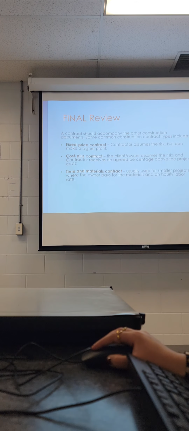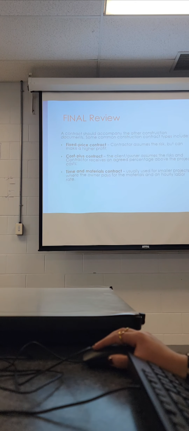So understanding the three different types. Fixed price is usually written in a lump sum number, and it's exclusive of all taxes and extras. Good?